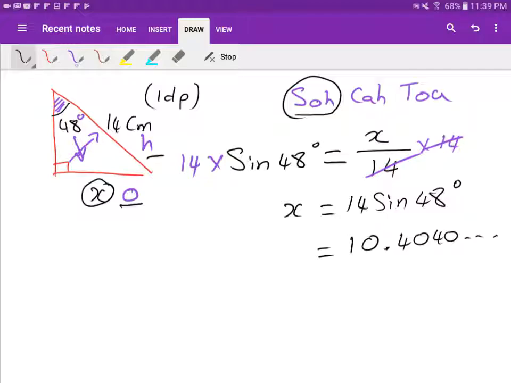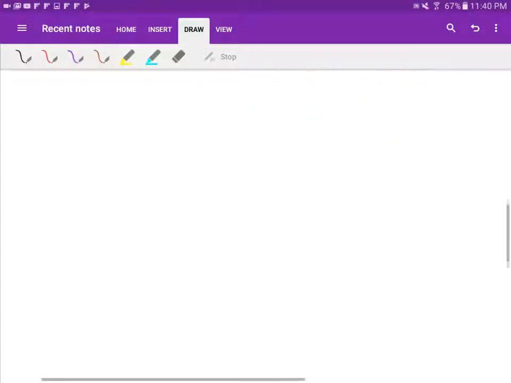But don't forget to refer to the question. We want the answer correct to one decimal place, so it's up to here. One decimal place means one number after the decimal point. Before you write 10.4, you look at the next number, which is less than 5, so your answer will be 10.4, and do not forget the units. In this case it's centimeters, so your answer is 10.4 centimeters. Okay, let's go to the next one.